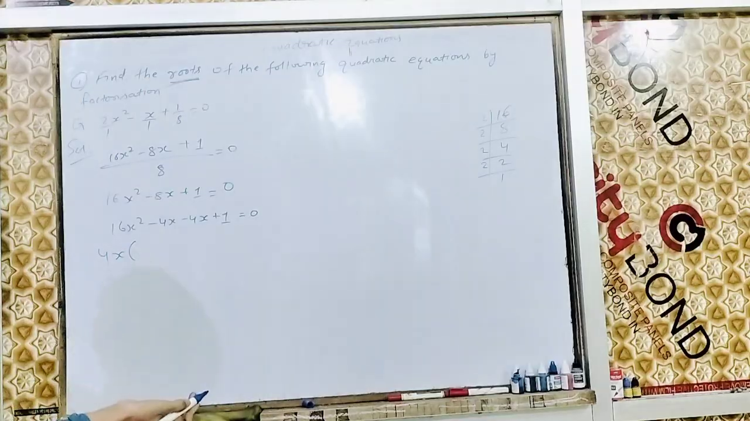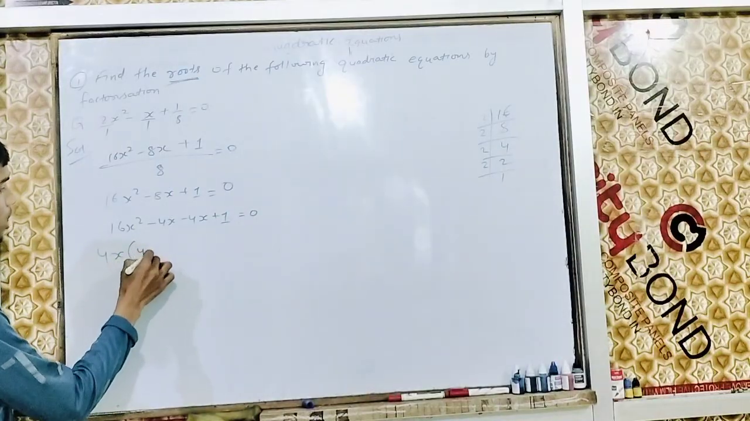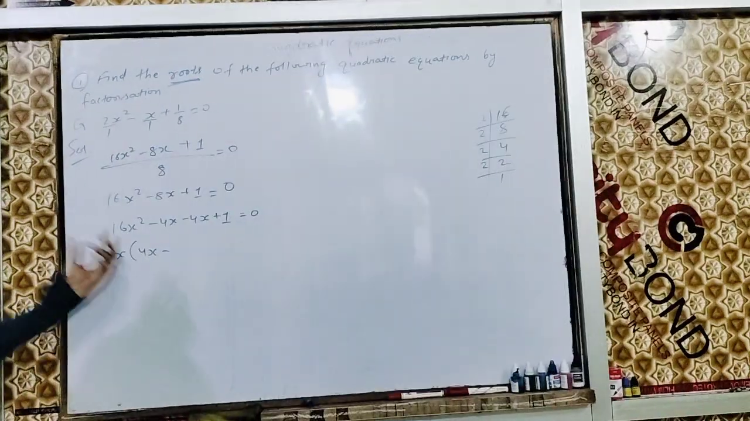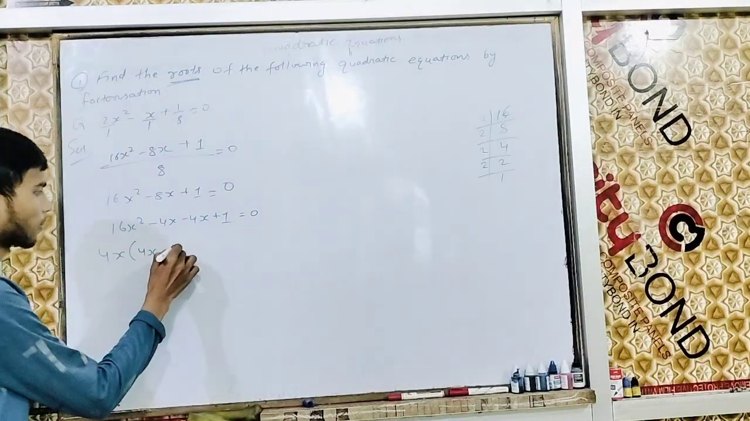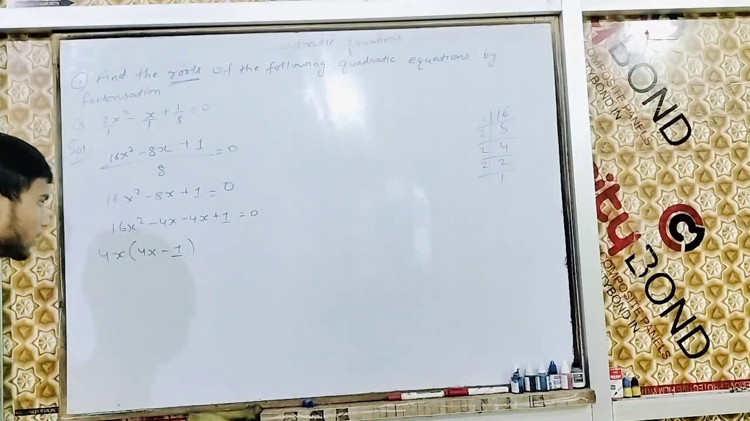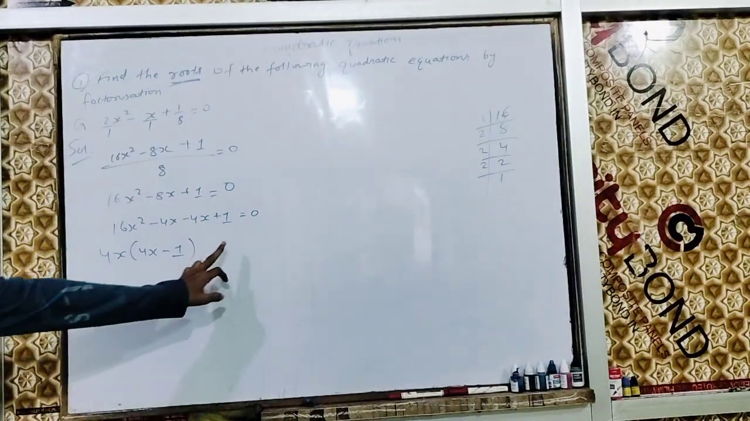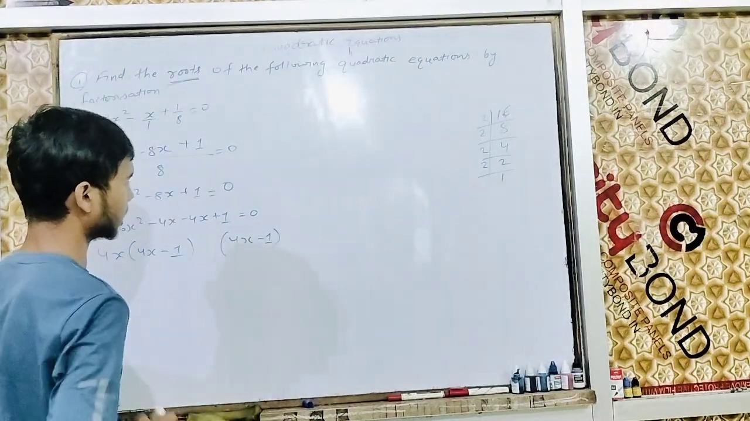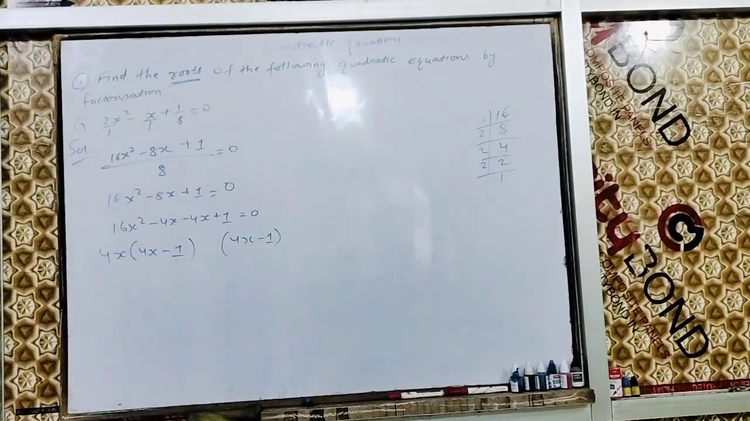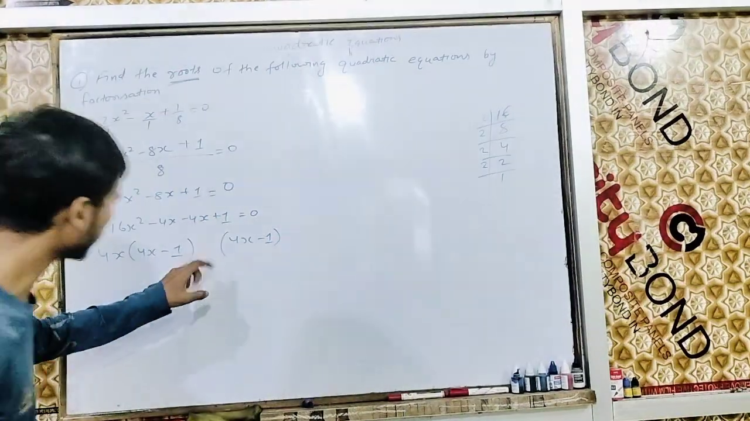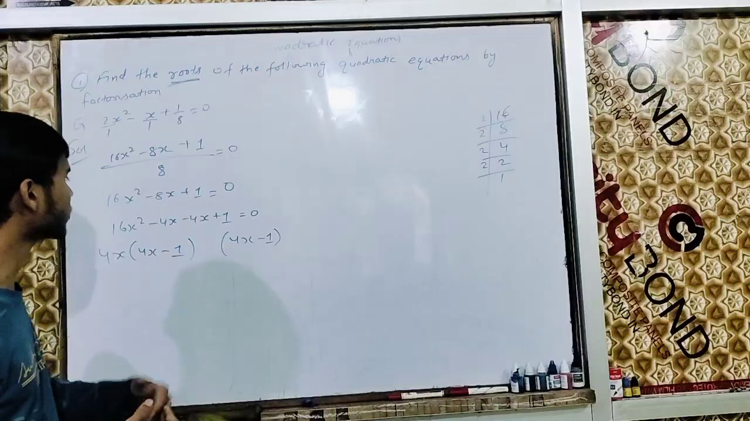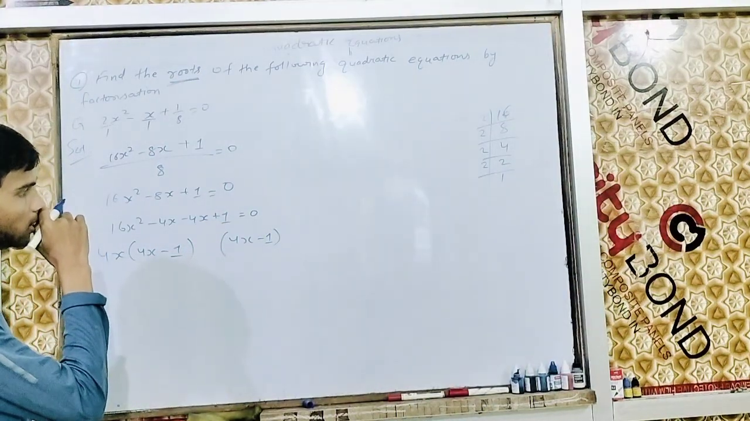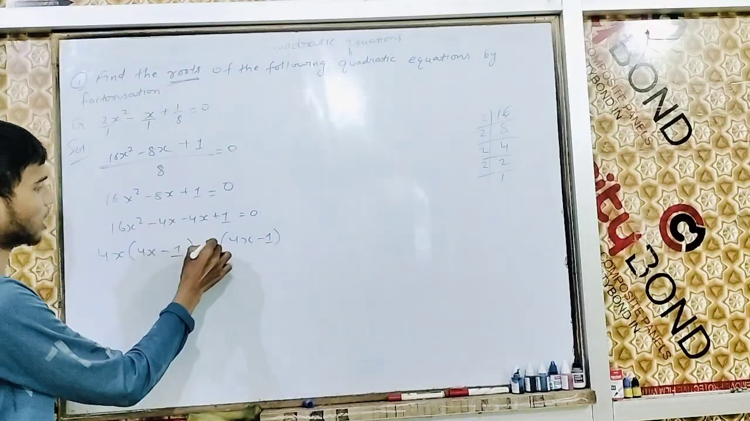So 4 4s are 16. So 4x, okay. Minus as it is, this 4x times 1, it will be 4x. It will be written as 4x minus 1, because of this rule. What should be that number over here that can give us this much? So I think it should be nothing but minus 1.